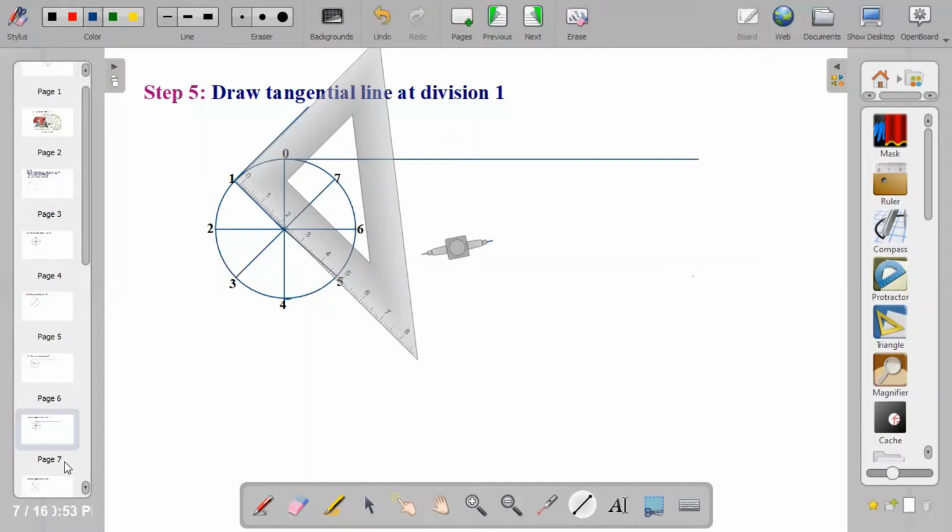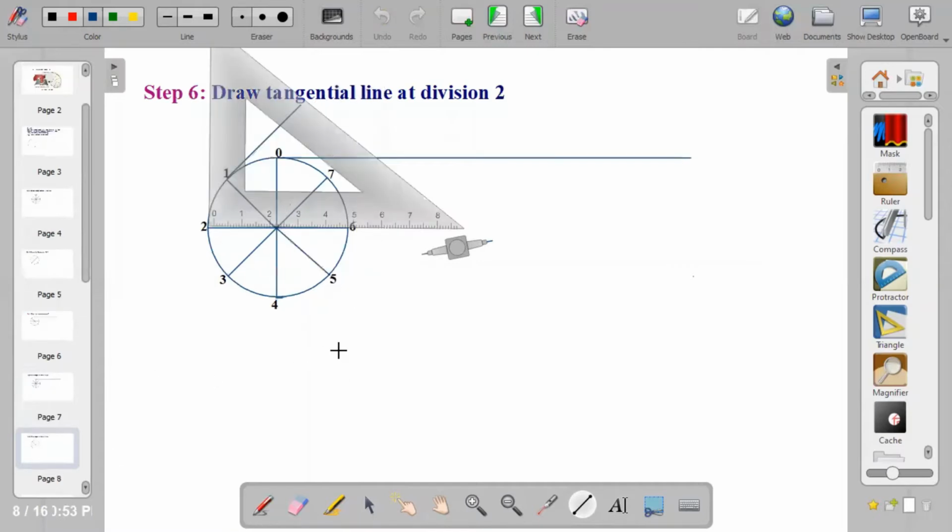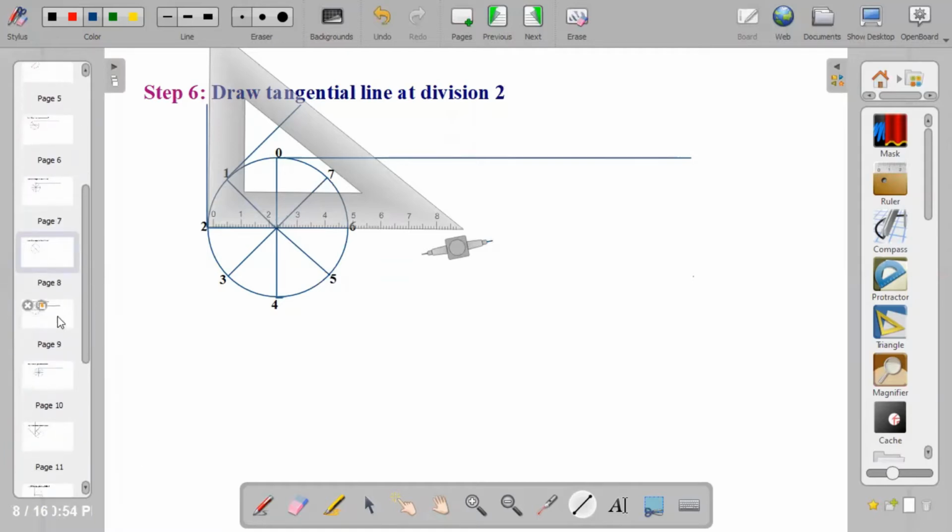Next, you take it to division 2 and repeat the same process. Just place your set square at division 2. Ensure it's making 90 degrees, that's what makes it tangential. From point 2, you project your tangential line. From there, we'll move on to division 3.